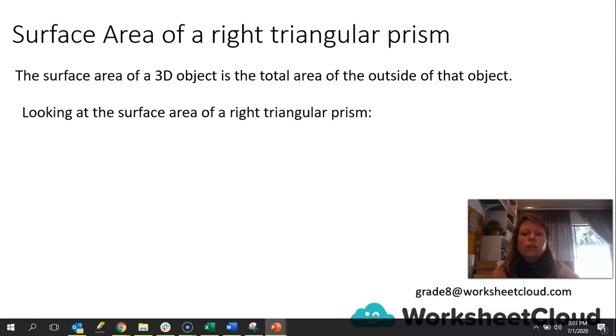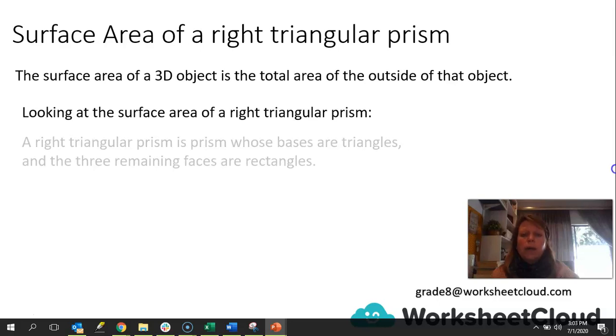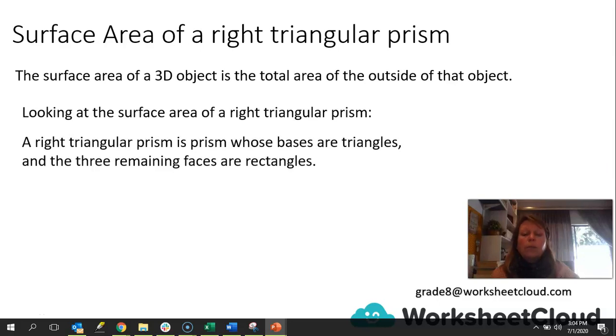Okay, so looking at the surface area of a right triangular prism, a right triangular prism is a prism whose bases are triangles and the three other sides are rectangles. So if we have a look here, we can see a triangular prism. There's the base that's a triangle, another base that's a triangle, and then the other faces, this one, that one on the side, and that one on the other side, are rectangles. Because the bases have three sides, there will only be three lateral faces, which are all going to be rectangles.